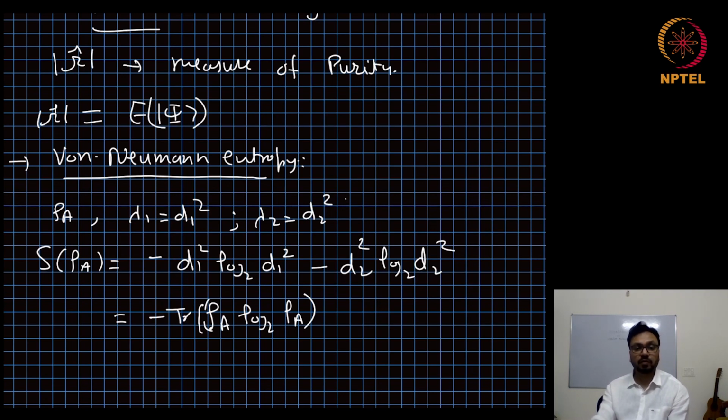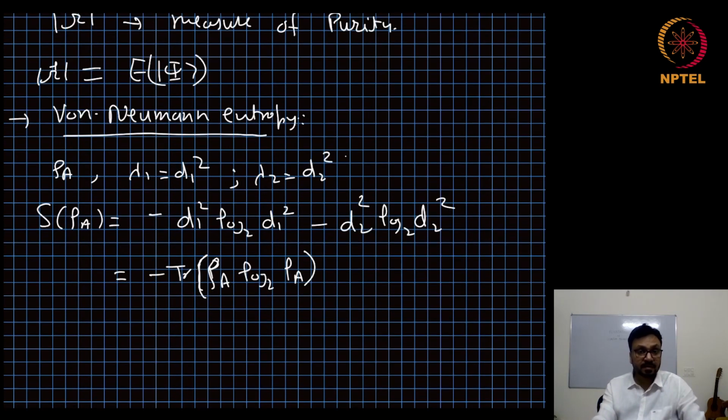In a way, this is also a measure of the purity of the state rho A, the reduced density matrix, because if d1 is 1 and d2 is 0, then these terms go to 0, because log of 1 is 0, and log of 0 is minus infinity, but it diverges slowly compared to how fast the prefactor goes to 0, so 0 times log of 0 is 0. So for a pure state, the Von Neumann entropy S of rho A is 0.